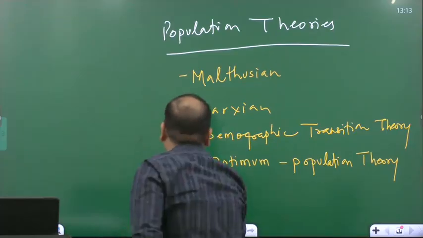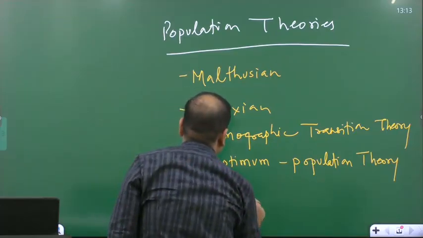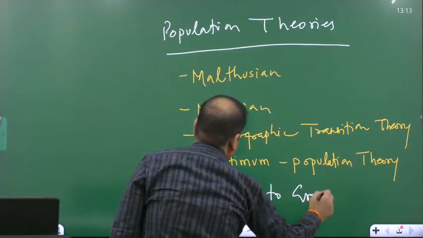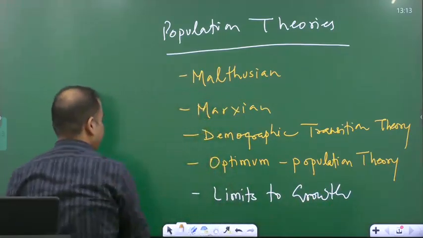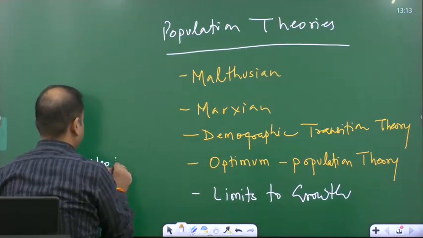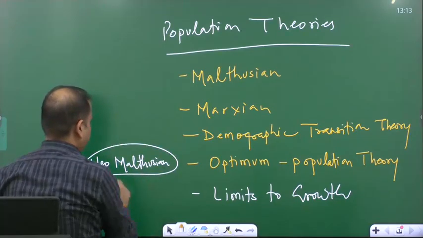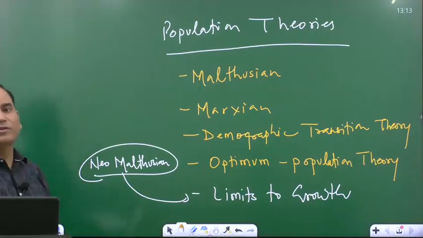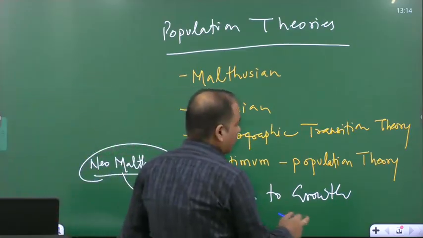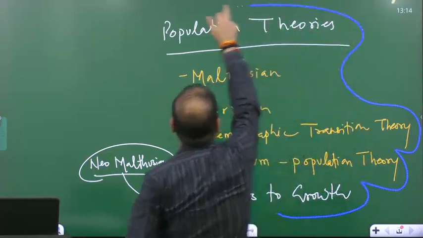And this is Limits to Growth. Neo-Malthusian, Limits to Growth. मालथूस का आइडिया और लिमिट्स टू ग्रोथ का आइडिया कहीं ना कहीं कुछ हद तक बहुत मिलता जुलता आइडिया था. Alright, so we'll start with the Malthusian theory of population.